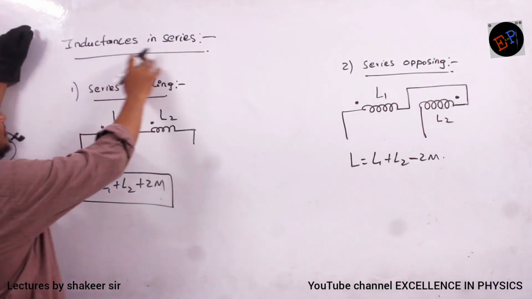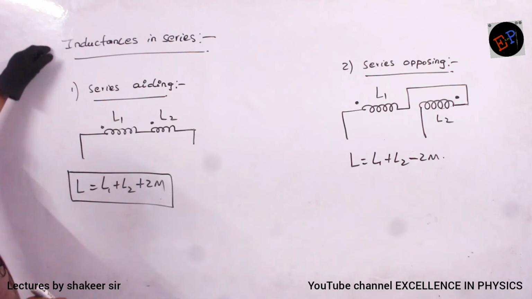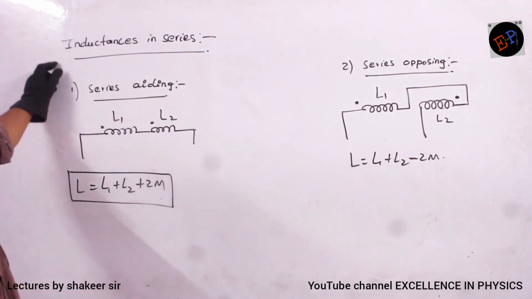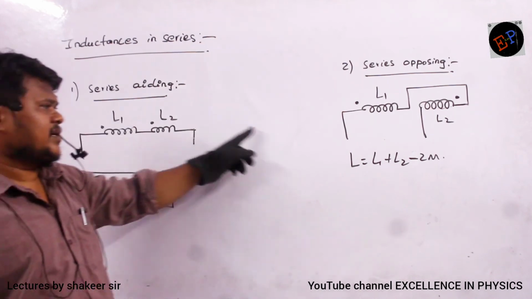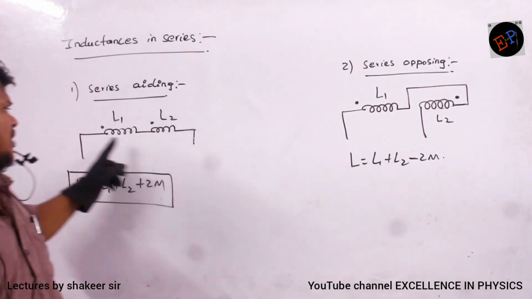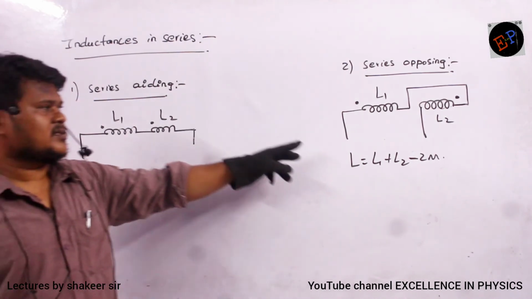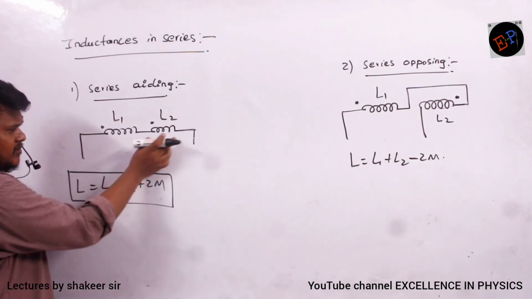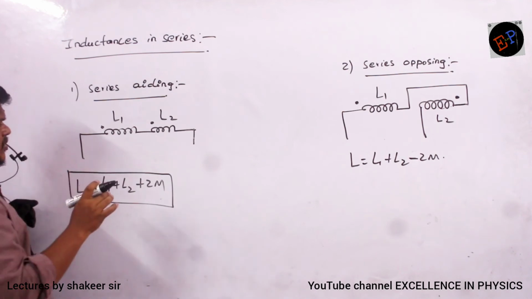See, now we are discussing inductance when they are connected in series connection. Next we will study inductors when they are connected in parallel connection. Here inductors can be connected in two methods. One is series aiding and the next one is called series opposing. Series aiding means the polarity of the inductors is the same. Are you able to understand?